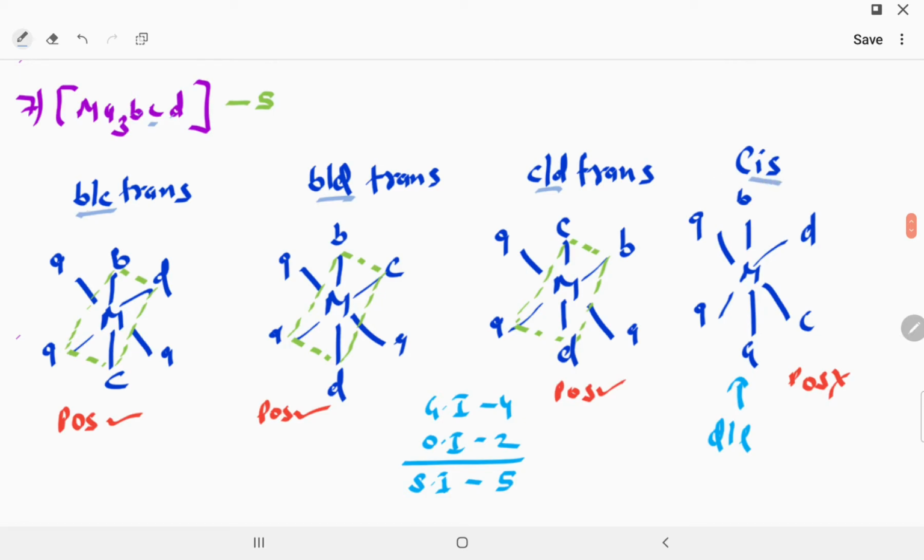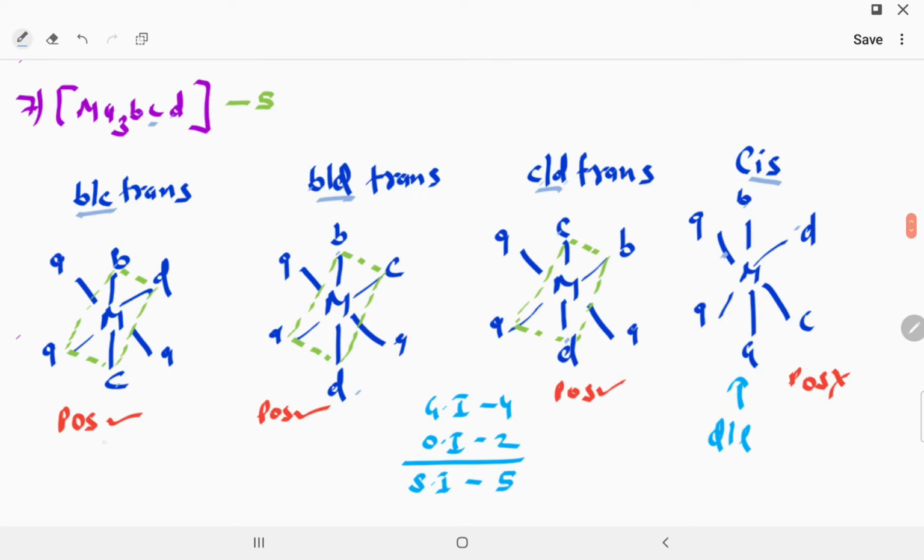Now when we take BC trans, B and C are opposite. BD trans means B and D are opposite. CD trans means C and D are opposite. And all cis, BB cis. All cis means BB cis. In this you are able to see AA cis also. So we can say in this BB cis, AA cis.